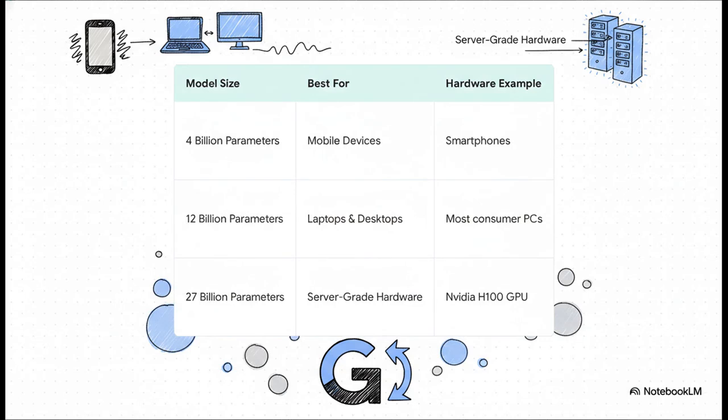And here's what's really smart. Google released 3 different sizes. You've got a lightweight 4 billion parameter model that's perfect for mobile devices, a 12 billion one that's designed for most laptops, and then there's the monster 27 billion parameter model for high-end servers. It basically means there's an option for almost any device out there.